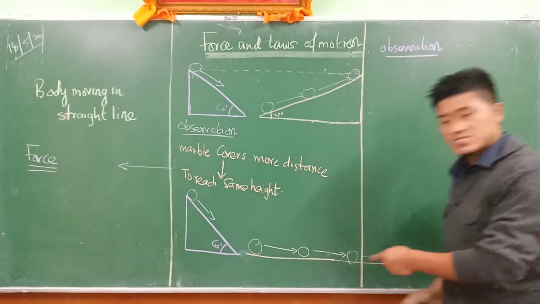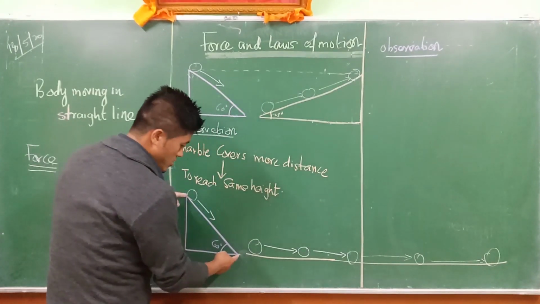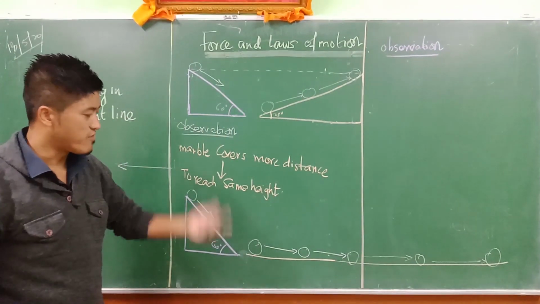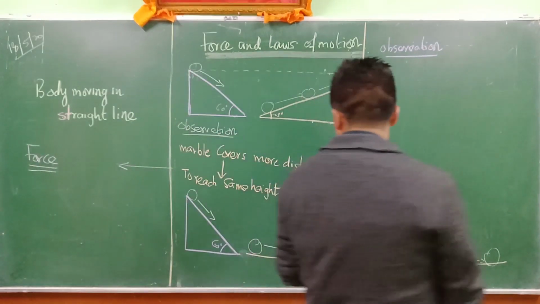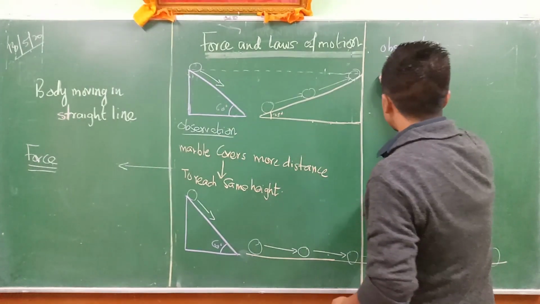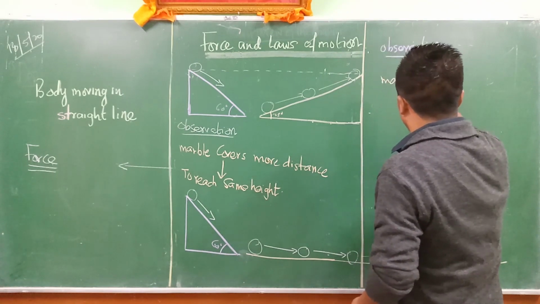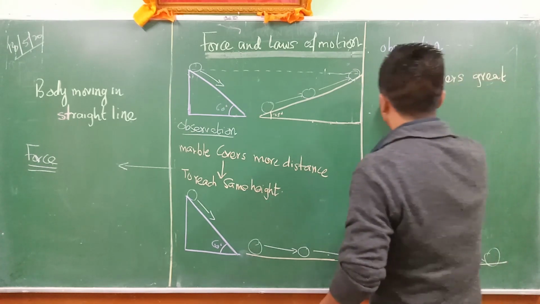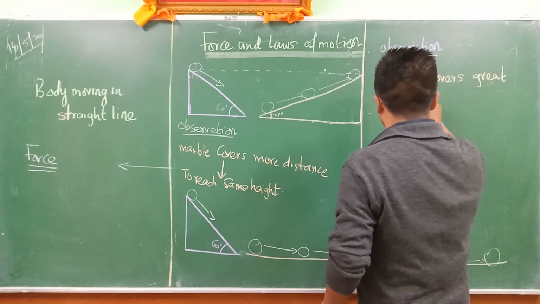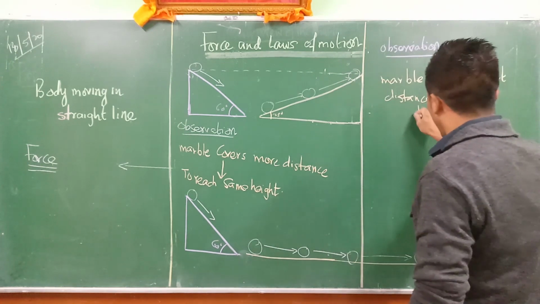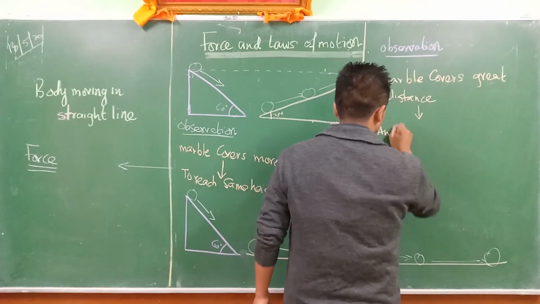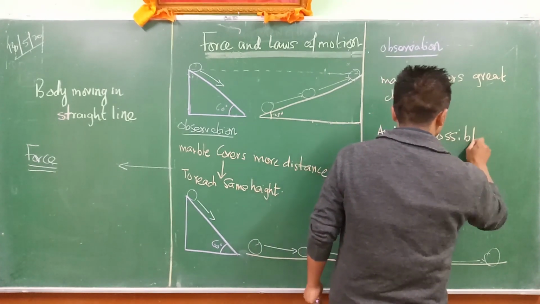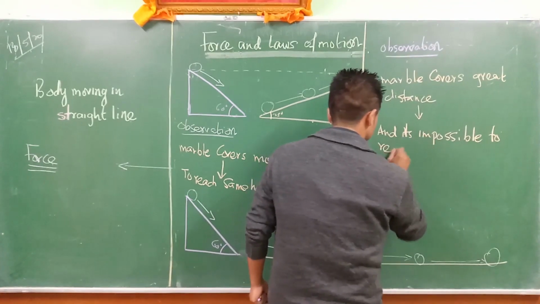Now we try to see the distance between these two here. This is like 5 centimeters. Now can you imagine how many centimeters it is in that case? It's very, very much more distance over here. So, the third one: the marble covers a great distance, and it's impossible to reach the same height.